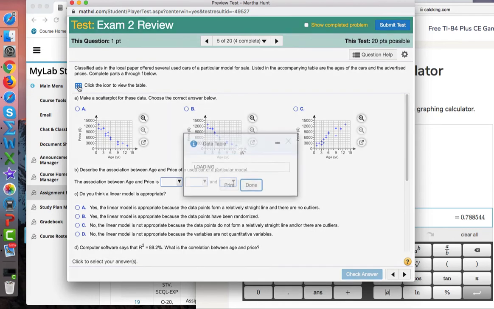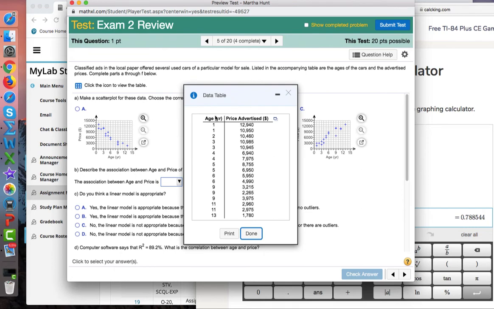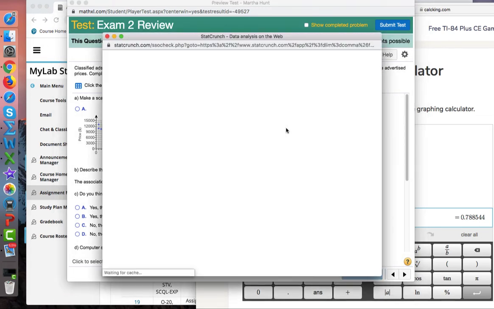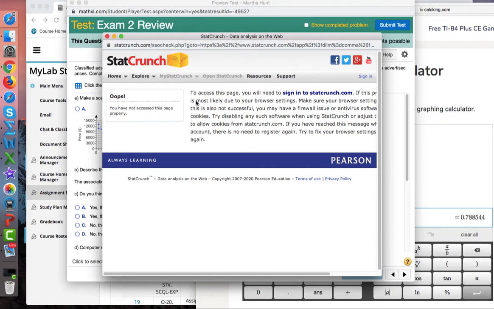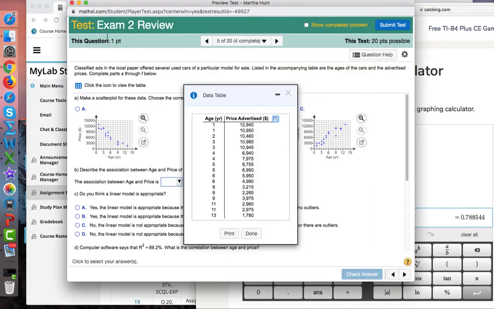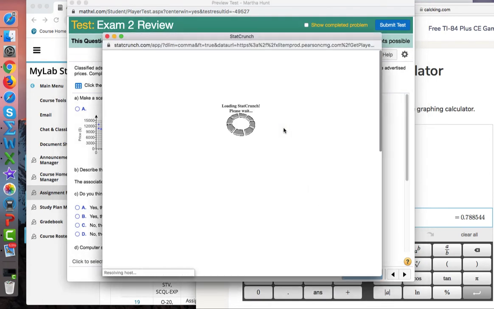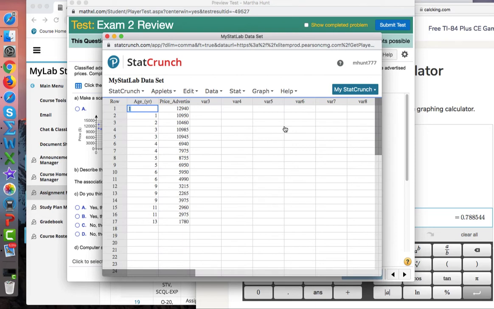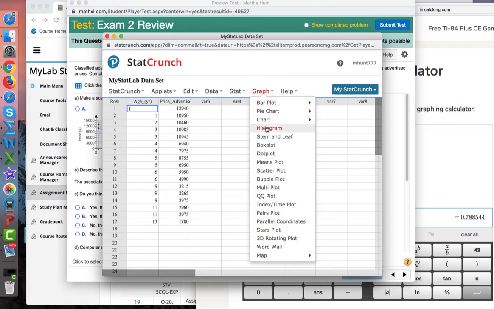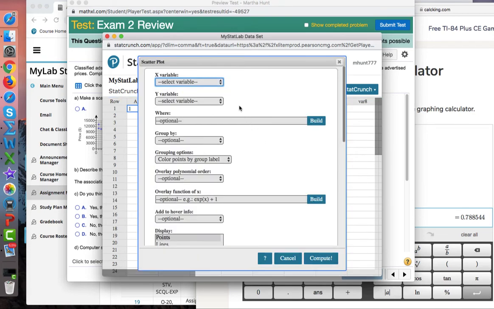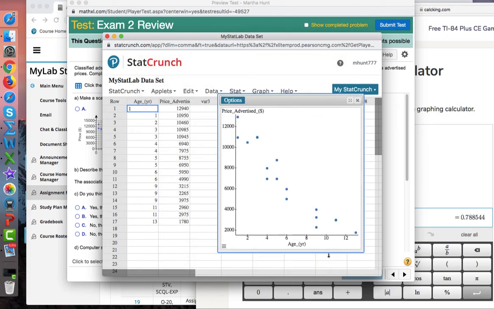and I'm going to click on this icon to get the data. I'm going to click on this icon to open it in StatCrunch. It says I don't have access, but of course I do. So I'm going to close this and try again. Open in StatCrunch. And there it is. So this will happen occasionally, but don't worry about it. We're going to go under Graph, and we're going to pick Scatter Plot. We're using age as a predictor of advertised price, and we're going to get the scatter graph.